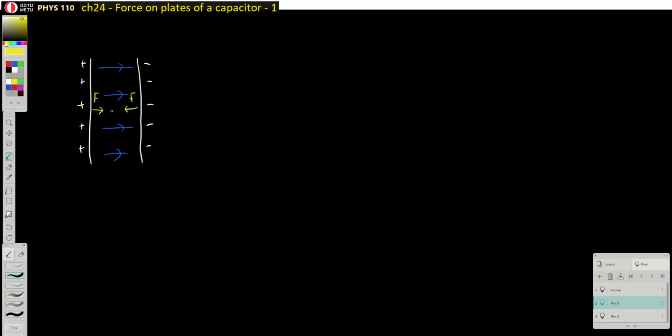It doesn't matter whether I compute the force applied on the positive plate or the force applied on the negative plate. I'm going to find the same magnitude, and hopefully I'm also going to find the correct direction. All right, so let's see what's the method involved in here.